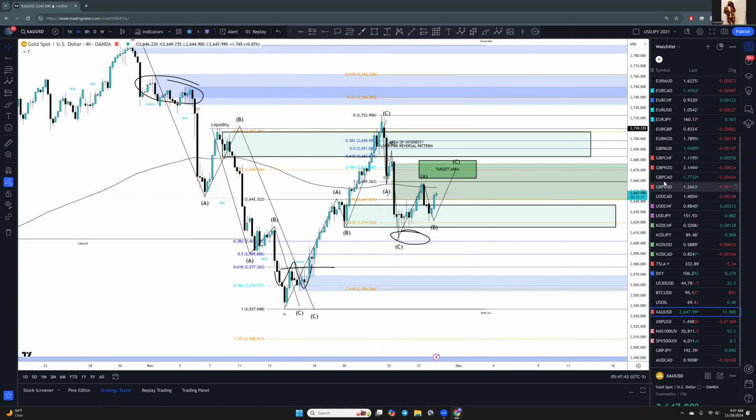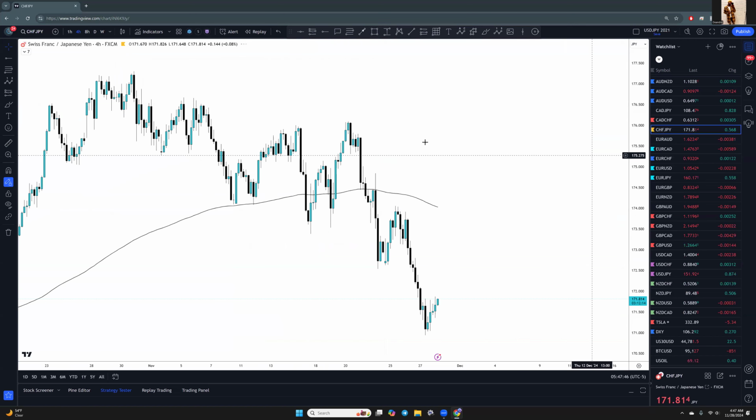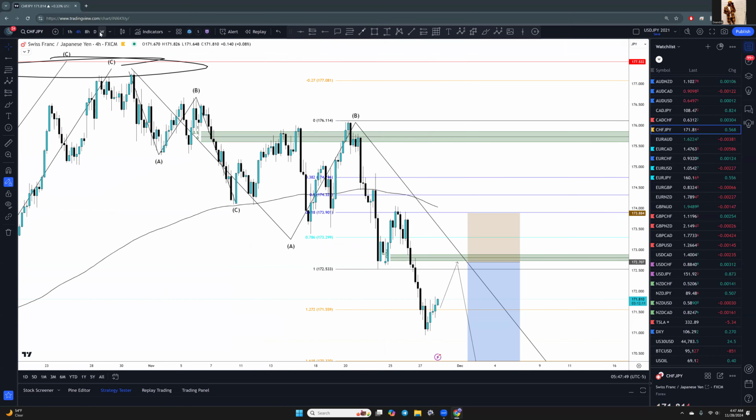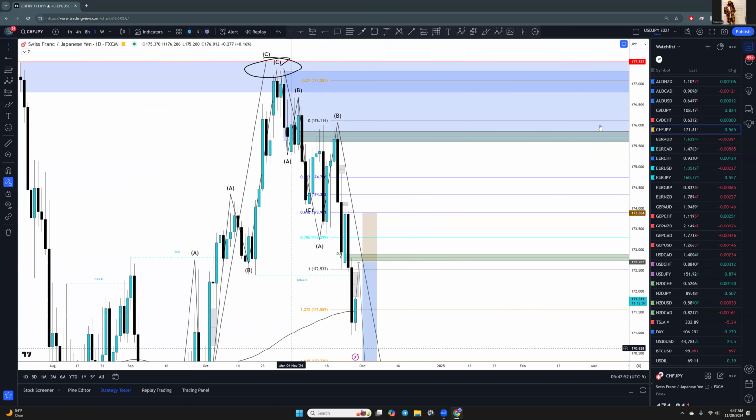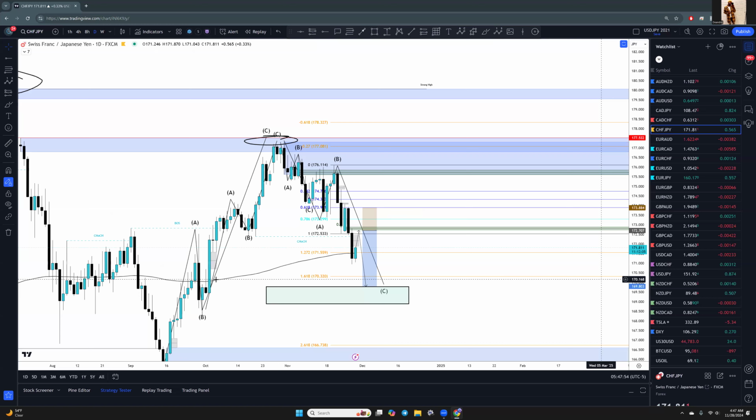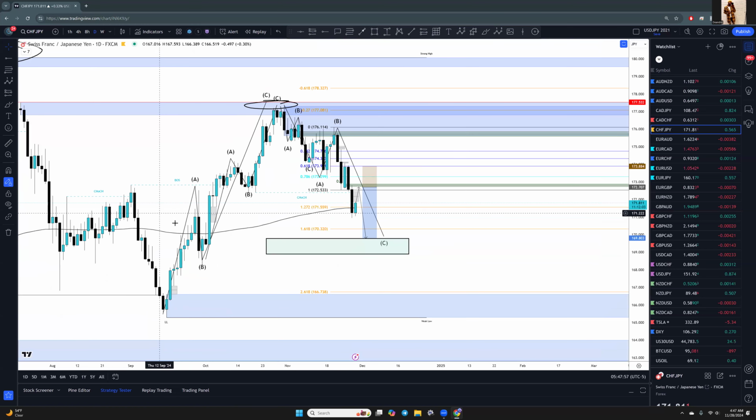Let's look at another example. We had CHFJPY, which is another example, and we are looking to capitalize again off of this trade. So this is a double C trade, okay? You see how we had the bigger structure ABC?